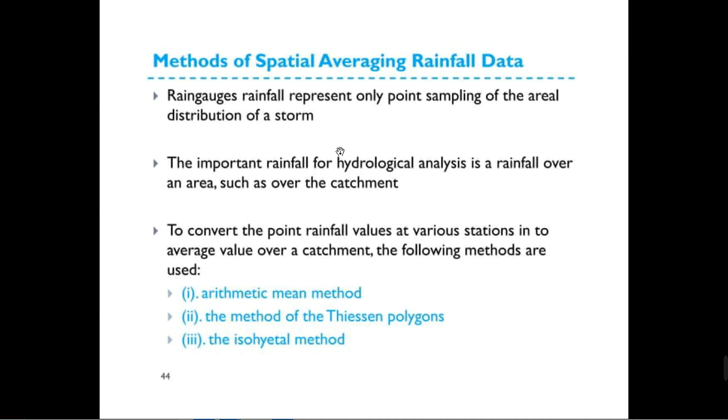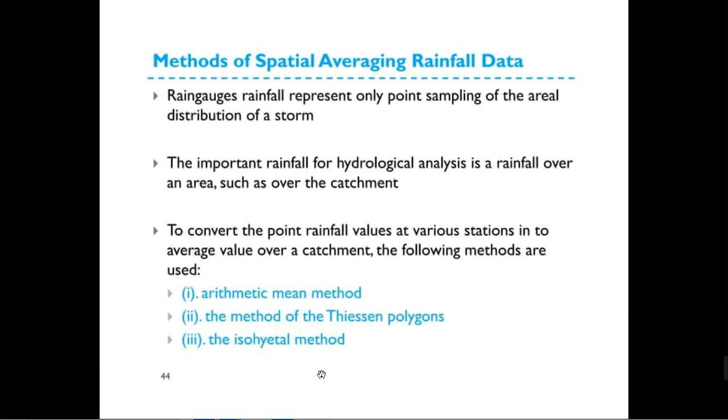The rain gauge rainfall represents only point sampling of the areal distribution of the storm. The important rainfall for hydrological analysis is rainfall over areas such as over the catchment. To convert the point rainfall values of various stations into an average value over a catchment, the following methods are used: arithmetic mean method, Thiessen polygon method.